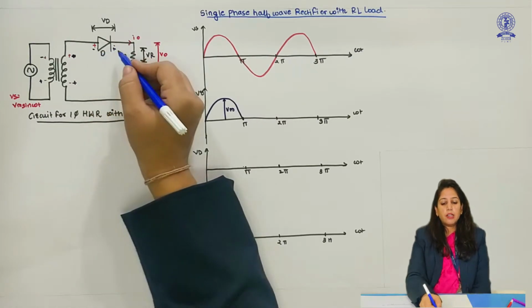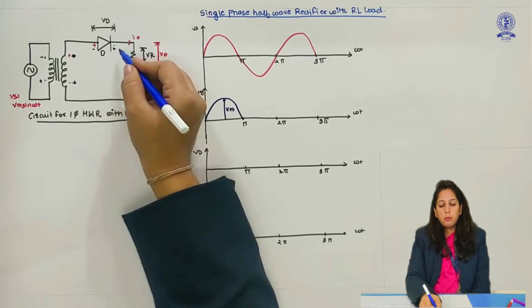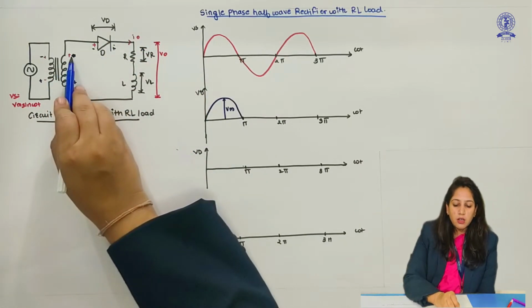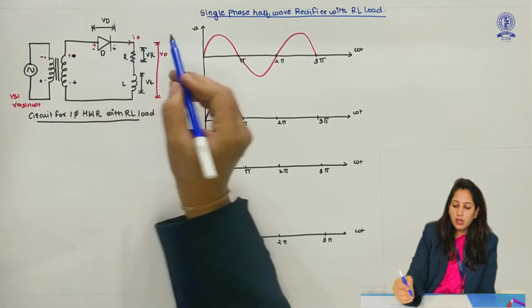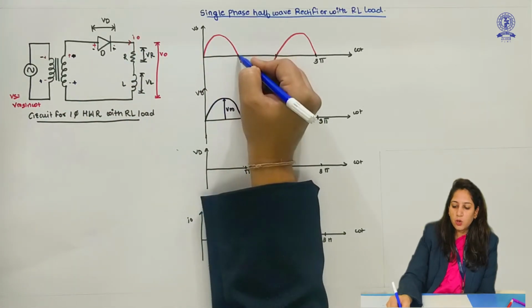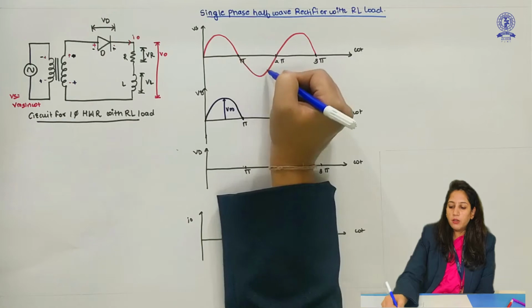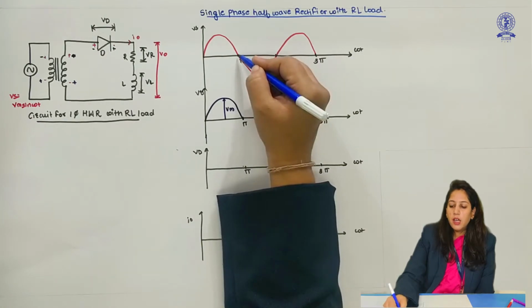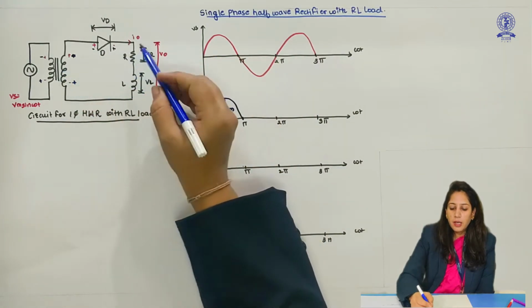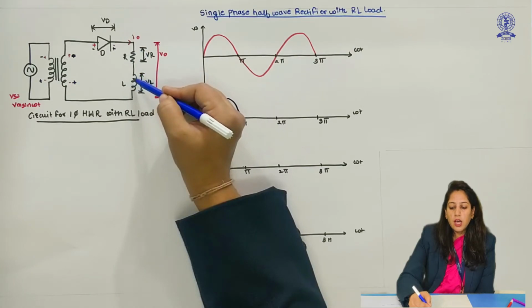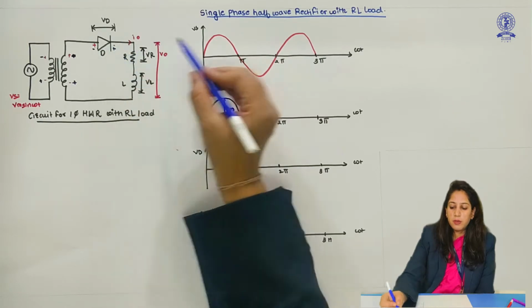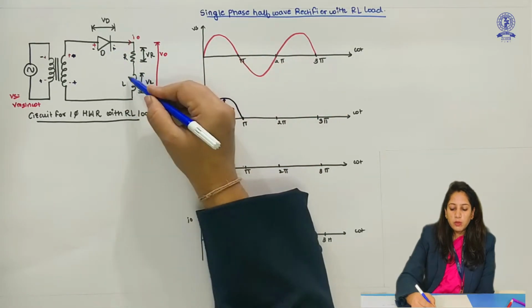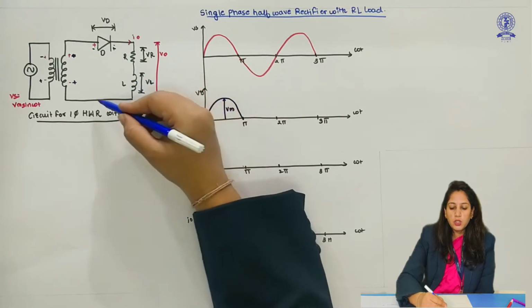So there will be no conduction in between, but as soon as the negative cycle starts, before that the voltage here is 0. Before going into the negative half, the voltage is 0, and at that time the inductance starts discharging, as there is 0 voltage. So whatever the stored energy is there, it will start discharging.